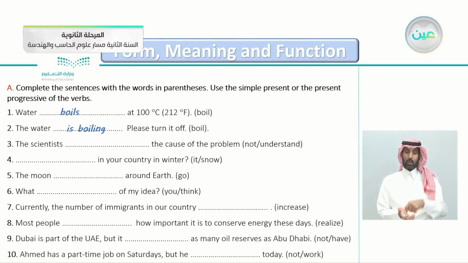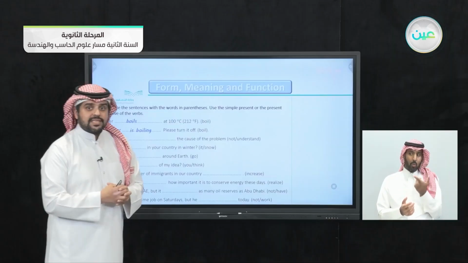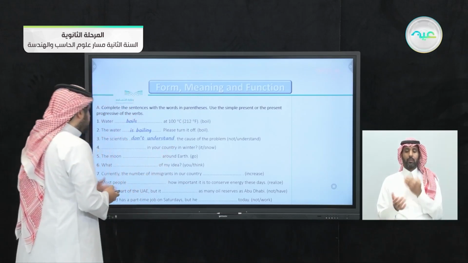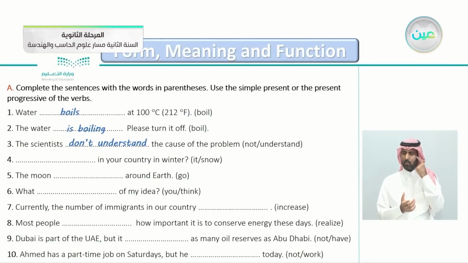Number three, the scientists, the cause of the problem. The verb here is understand, with not, a negative. So what's the answer here? Let's check the correct answer. The scientists don't understand the cause of the problem.